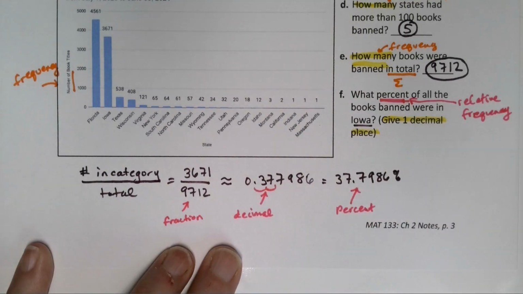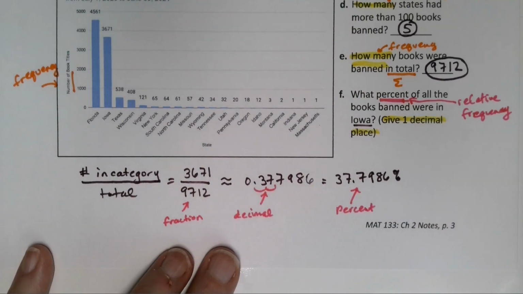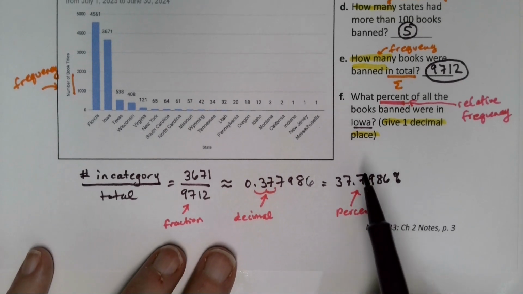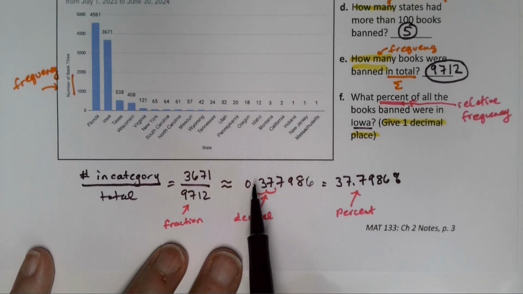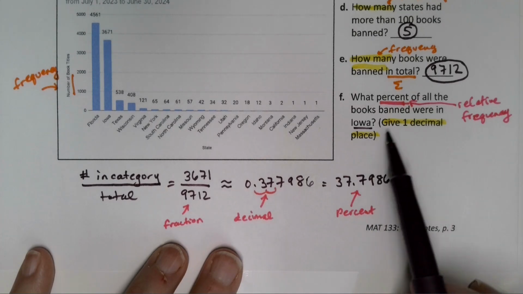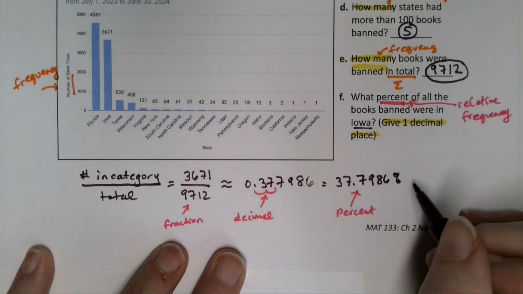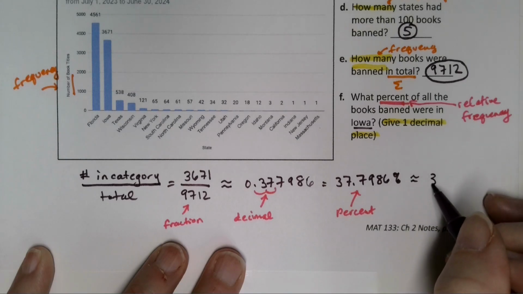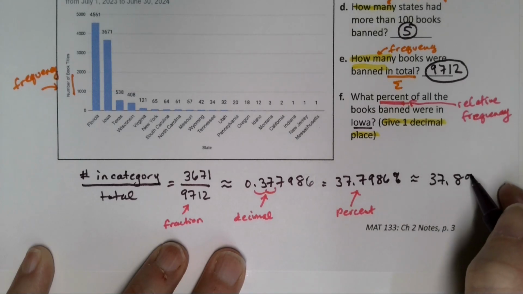So now we have a percent, right? Percents are more how we speak about numbers. They're not generally how we use them in mathematical formulas, but there you have it. So you just move the decimal two spots over and you have a percent. But then it said it wanted one decimal place on that percent. So we would round to 37.8%.